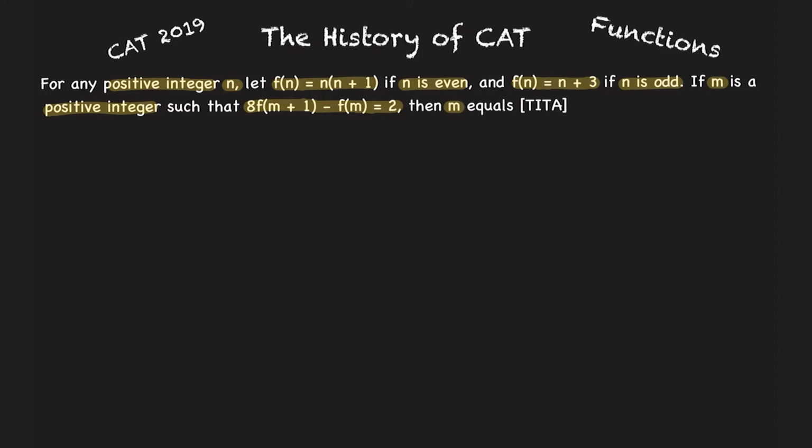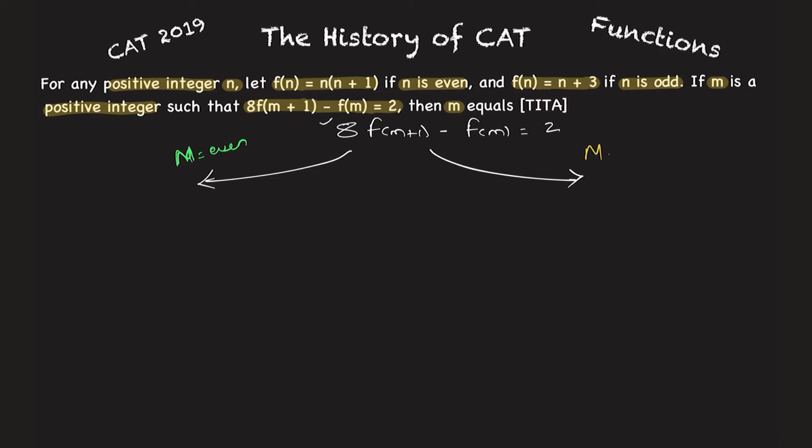So how will I start with this? I need to find out the value of m. So write this: 8 into f of m plus 1 minus f of m is equal to 2. But there is a problem here. m could be even, or m could be odd, and that is where I have a problem. So let's start with one at a time.